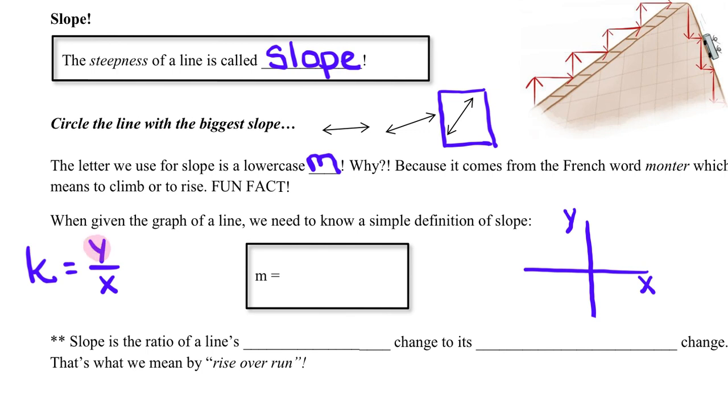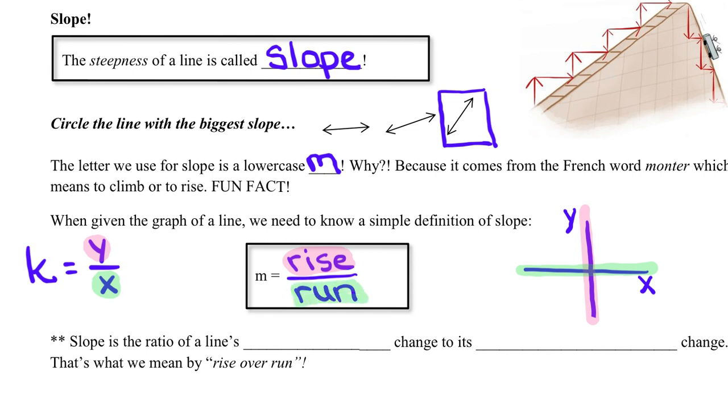So our Y is up and down. In slope, we call that the rise. Okay, so the Y runs up and down. We call that the rise. You can't rise left to right, okay? You rise up. Now, your X runs left to right, and with slope, we call that the run. Rise over run.